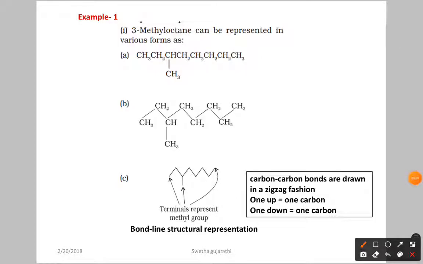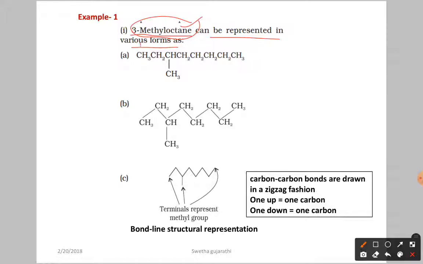Hello students, let us see examples for structural representation of organic compounds. Here we have an example: 3-methyl octane can be represented in the following way. Here you can see we are going to write 3-methyl octane. Octane means we have 8 carbon atoms. At the third position we have the methyl.